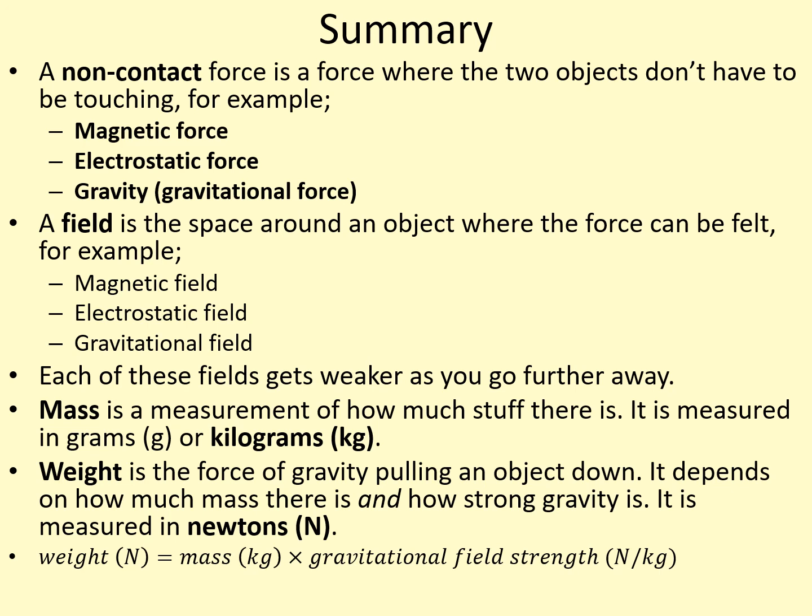Mass is a measurement of how much stuff there is, and it's measured in grams or kilograms. Weight is the force of gravity pulling an object down. It depends on how much mass and how strong gravity is, and it's measured in newtons because it's a force. The equation for working out weight is weight equals mass times the gravitational field strength.